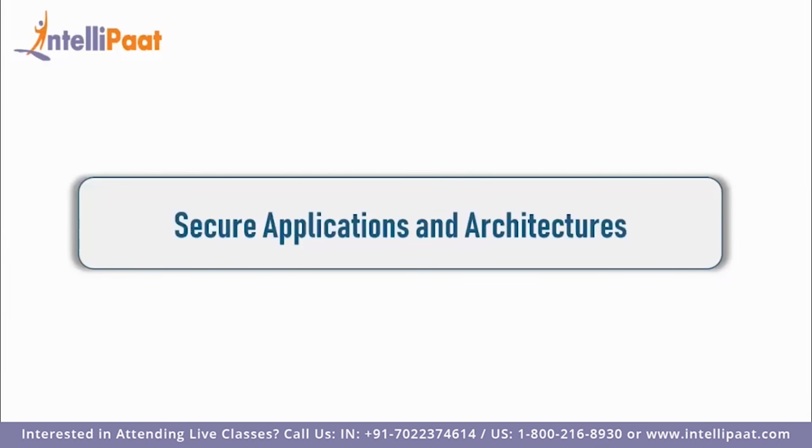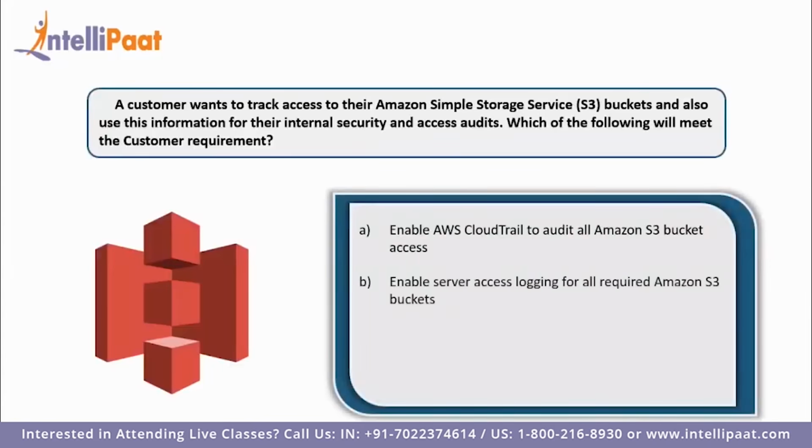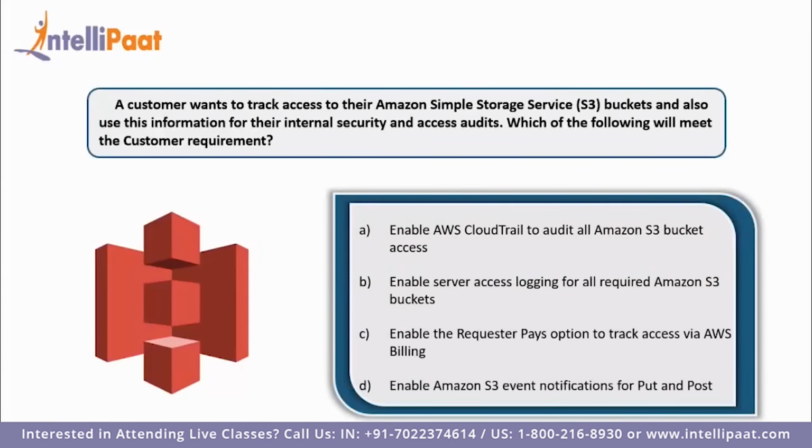Our next domain would deal with secure applications and their architecture. So let's go ahead and start with the first question of this domain, which talks about a customer who wants to track access to their Amazon Simple Storage Service buckets and also use this information for their internal security and access audits. Which of the following will meet the customer requirement? So basically you want to just track access to the S3 buckets. Now if you want to track access, let's see what the options are.